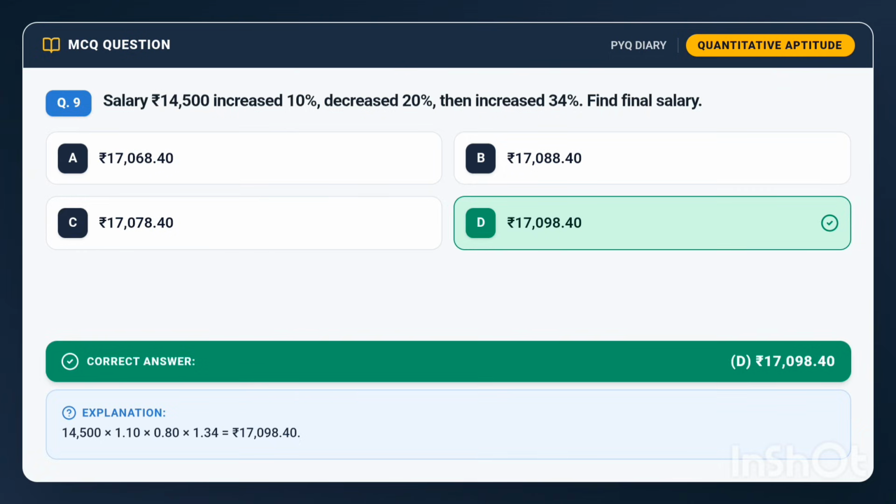Explanation. To find the final salary, multiply the initial amount by the successive percentage multipliers. 14,400 multiplied by 1.10, then by 0.80, and finally by 1.34, which equals $17,098.40.